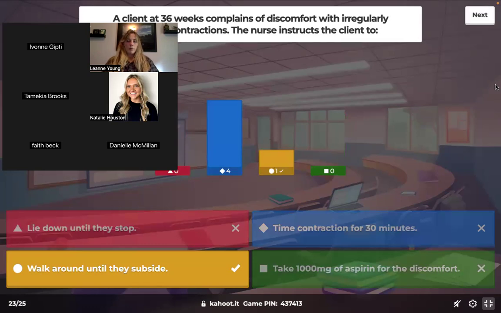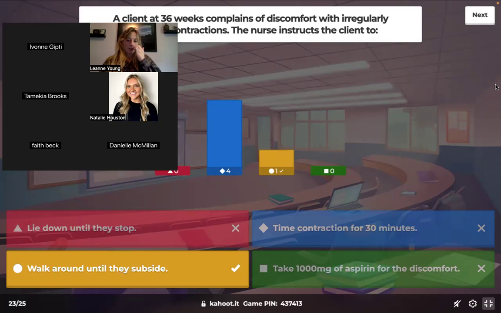We want to be telling this mom things to do to see if these contractions go away. Braxton Hicks contractions are those irregular contractions that can happen later on in your pregnancy, sometimes throughout pregnancy, depending on the mom. As nurses, we want to tell them things they can do to see if they're going to go away. Walking around a little bit until they stop is something we can recommend.